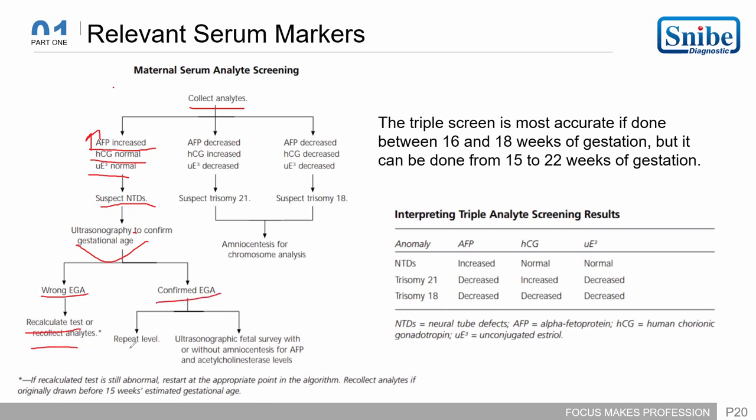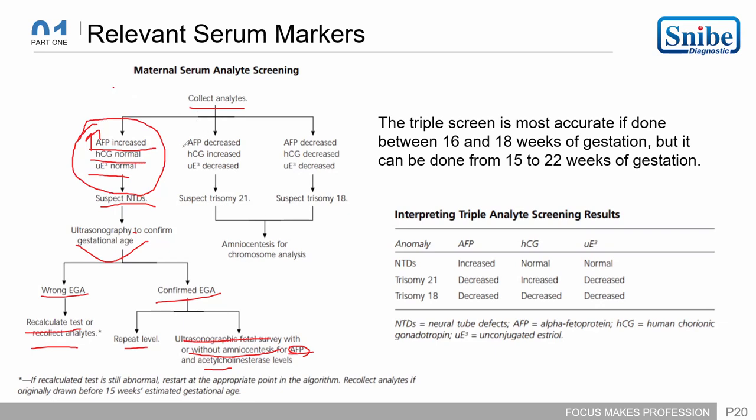If the EGA is confirmed, then repeat the levels and do an ultrasonic fetal survey, with or without amniocentesis, for alpha fetoprotein and acetylcholinesterase test. So these are other tests, which include the invasive procedure of amniocentesis, required as confirmation after having an initial screening with alpha feto, HCG and unconjugated estriol.